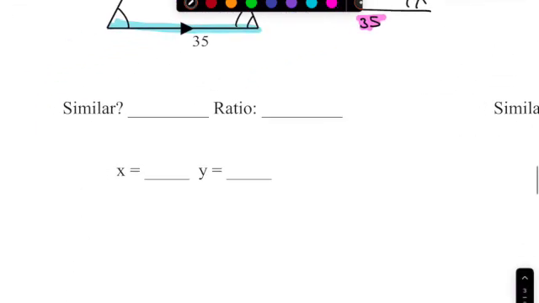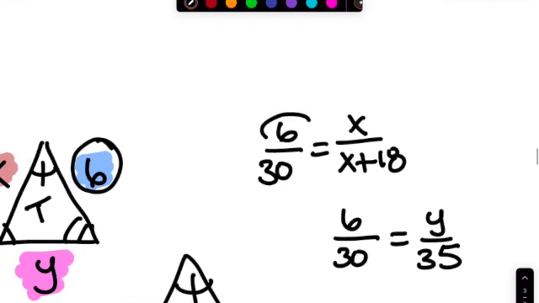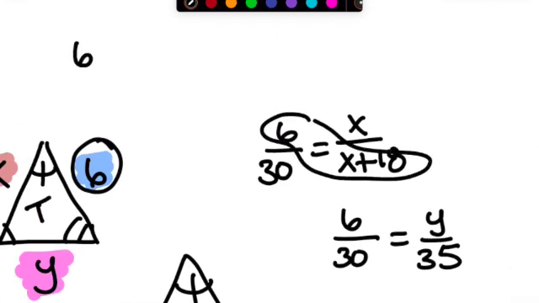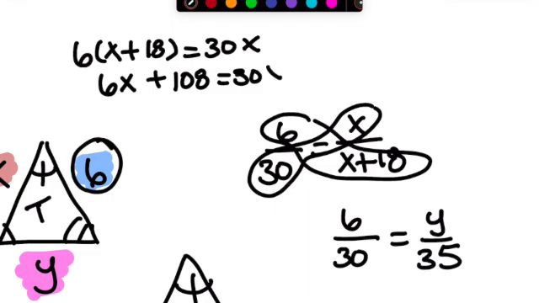So Y will be 7, and then I'm going to have to cross multiply over here. So this will be 6 times X plus 18, and that's going to equal 30X. So this is 6X plus 6 times 18, which gives me 108, and that's going to equal 30X.